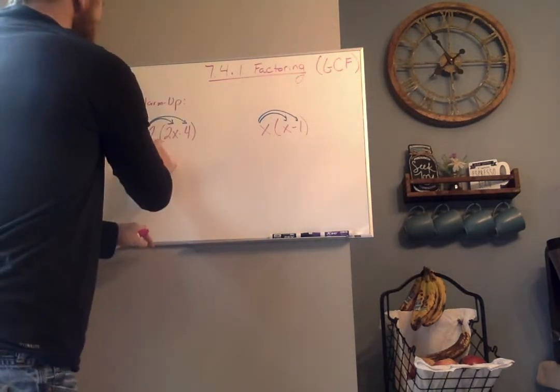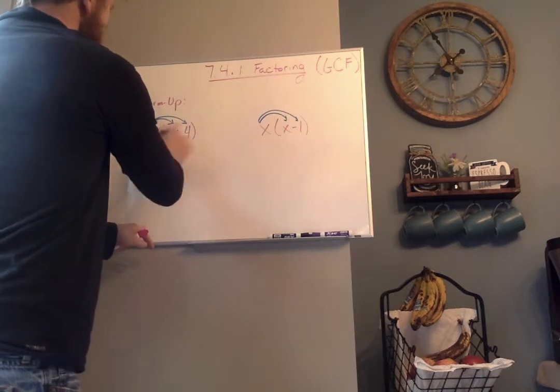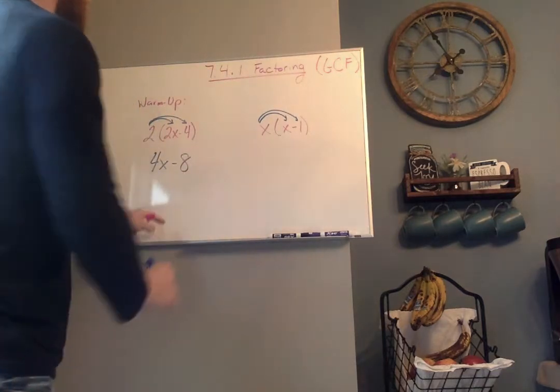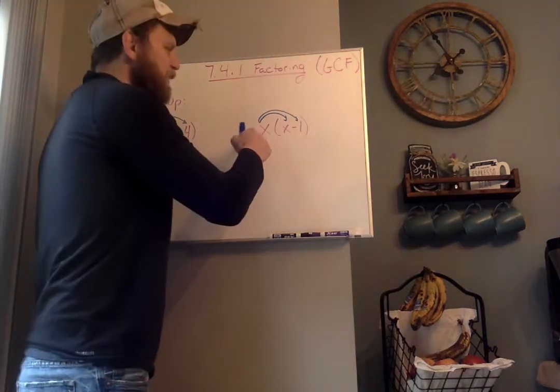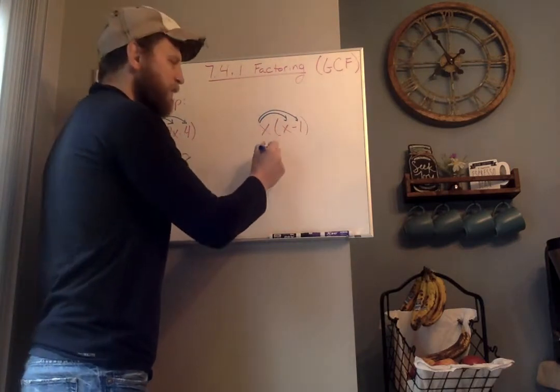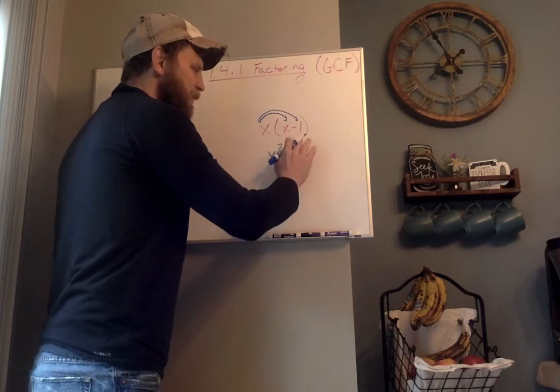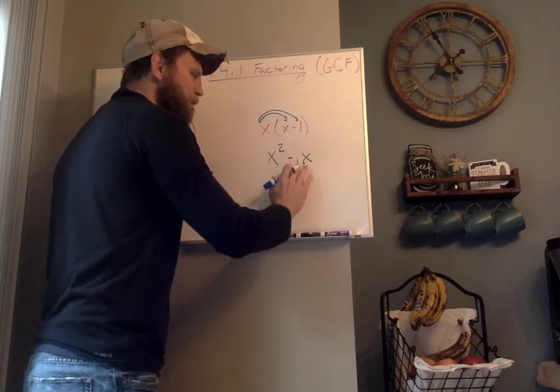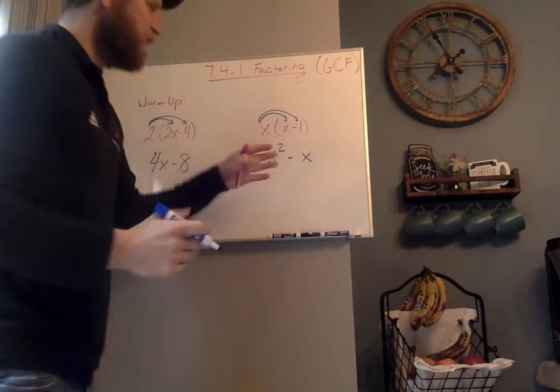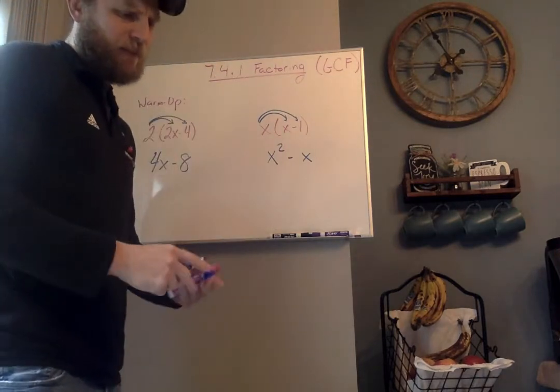So this would be 2 times 2x, that's 4x. And 2 times 4 is 8, so it's 4x minus 8. Over here, a little bit trickier, x times x is x squared, and x times negative 1 is negative 1x. So I don't really need that, so it's just x squared minus x. And there you have it.